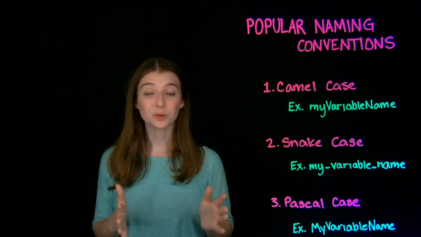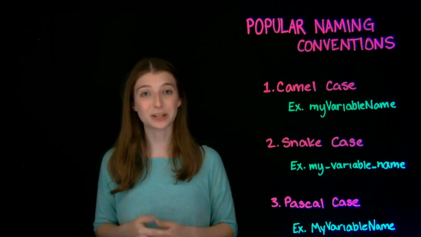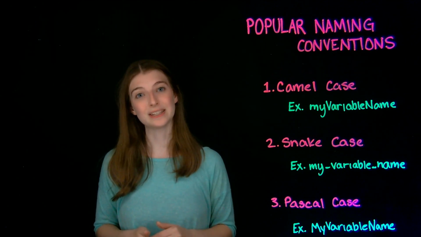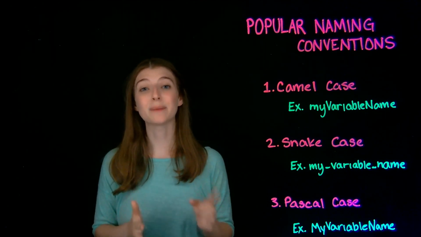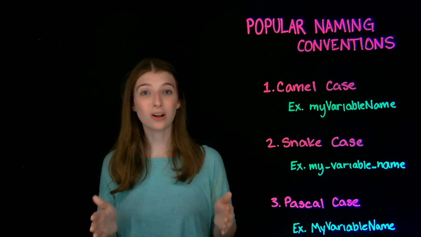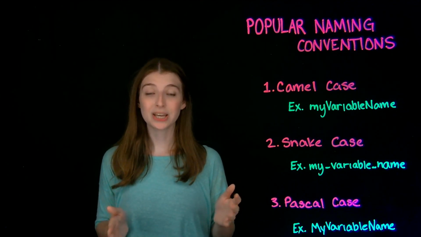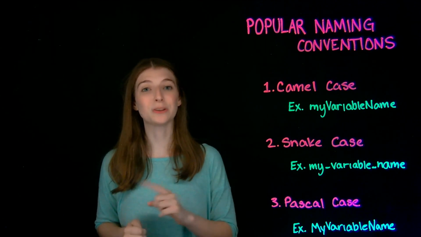Now, these are not rules, but these are popular naming conventions that programmers use to style their variable names. We have camelCase, snake_case, and PascalCase. So camelCase is where each word starts with a capital letter, except the first one. That one is lowercase. Then snake_case is where all letters are lowercase, but each word is separated by an underscore. And then PascalCase is where each word starts with a capital letter, including the first one.